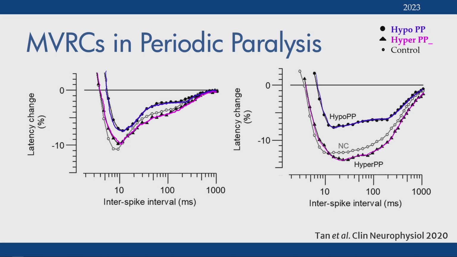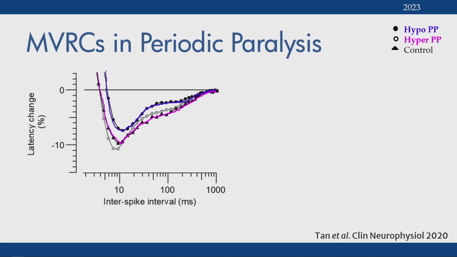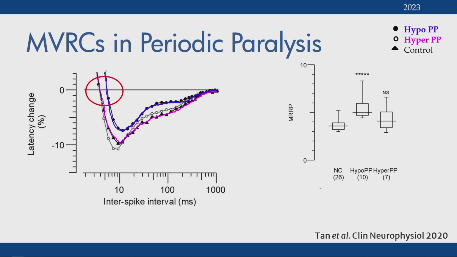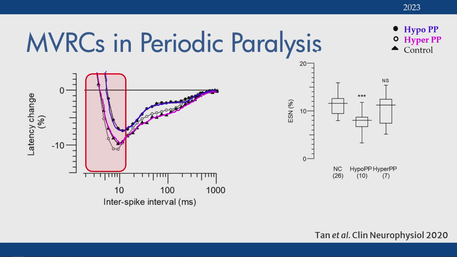So this is what their MVRCs look like. This is a graph looking at 1 conditioning stimulus, and this is at 5. And if I just focus on the 1 conditioning stimulus first, I just want to highlight this region where you can see that the patients shown in blue with hypo-PP have a longer relative refractory period, whereas the hyper-PP is more similar to the control. And that really is consistent with a depolarized resting membrane potential.